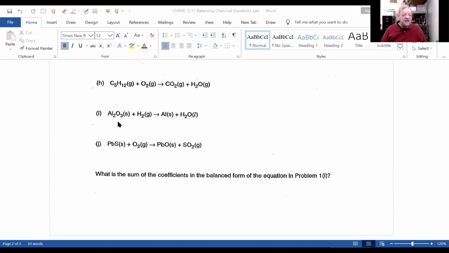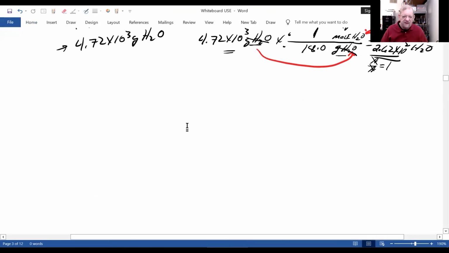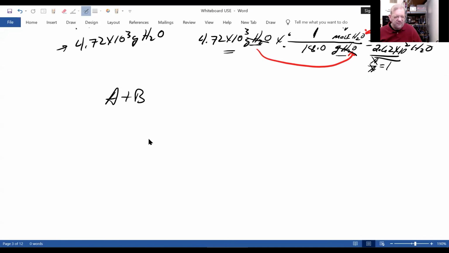But anyways, remember the coefficients are the numbers in front. If there's no number in front after you balance it, that's the number 1. All right, let's talk about balancing chemical equations. Remember, when you're balancing a chemical equation, you should have the same number and the same type of element on each side.